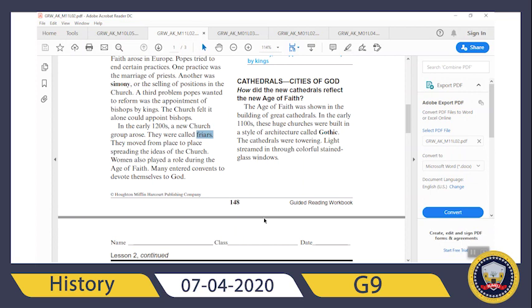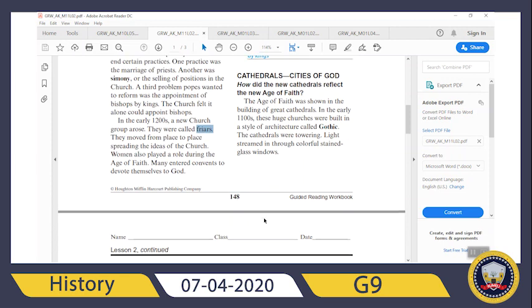And you can see their architecture pictures in your book. You will get an idea what sort of churches they built that time. I'm referring you to page number 381. You can see a few pictures, and you will get an idea about the architecture of those churches. So the cathedrals were towering, and light streamed in through colorful stained glass windows.